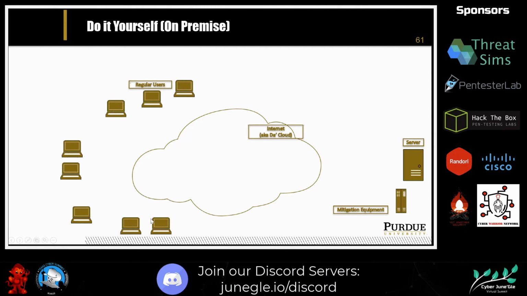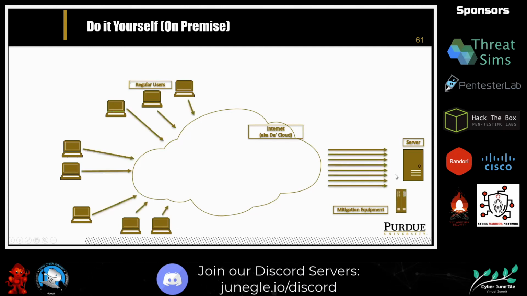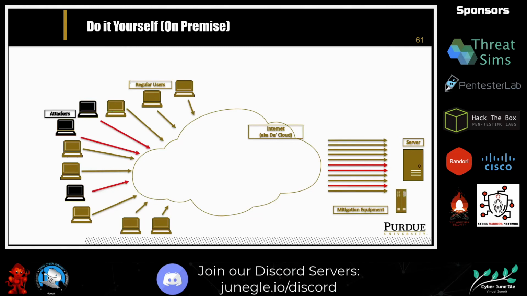And you have regular users, and they send traffic to the server. Then when the bad guys show up and start sending traffic, this traffic is detected and the mitigation equipment goes in and starts filtering the traffic. Thus, the server theoretically is going to get clean traffic. So this is what you do on site.